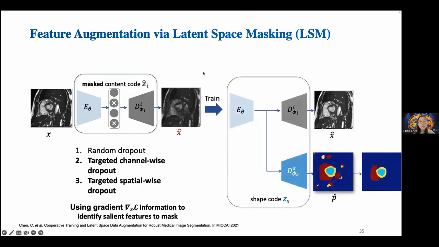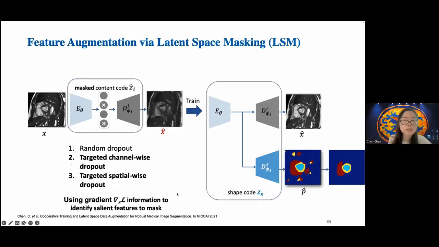Overall, we generate these corrupted images by randomly choosing one of the schemes each time, so that we can get a set of corrupted images for the training. And then we feed it back into the training of this dual branch framework in order to enhance the training. Okay, so now let's look at one of these targeted masking schemes.